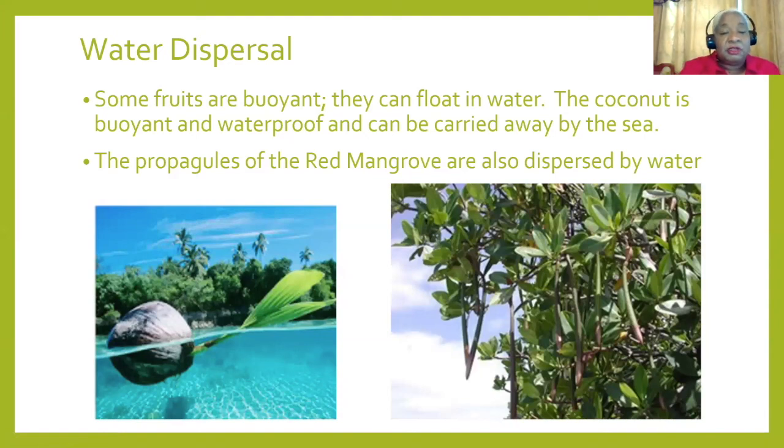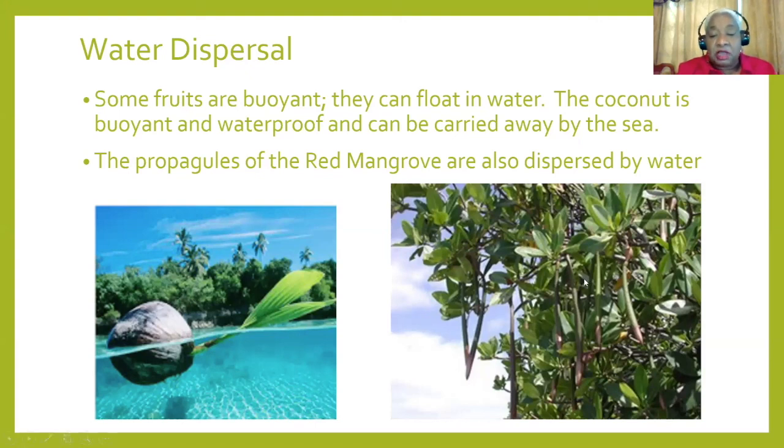You have water dispersal. Some fruits are buoyant. That means that they can float in water. Inside the coconut is hollow, so that's air-filled, so it allows the coconut to be buoyant. In other words, so it can float. Because it's covered in that hard outer covering, it's waterproof, so nothing can get into it.